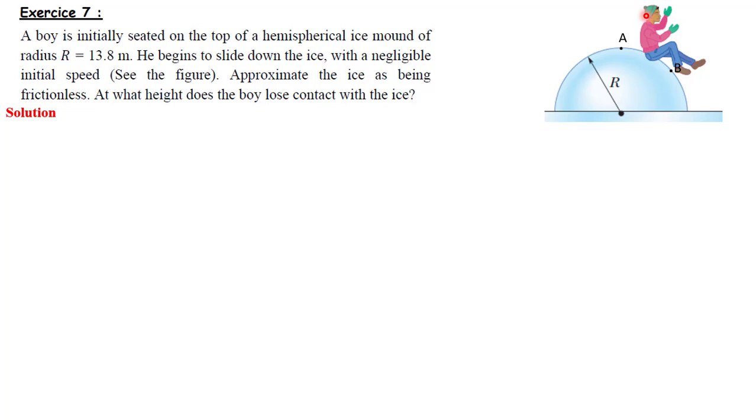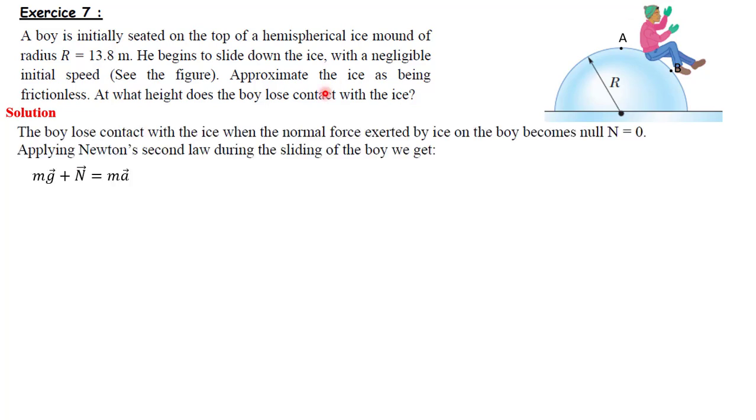So let's find the normal reaction. And to find this normal reaction, we have to apply the fundamental relation of dynamics on the boy. So we have two forces acting on the boy. We have the weight of the boy, mg, vertical downward, and we have the normal reaction of the ice. It's perpendicular to the hemispherical ice. So we can write mg plus N equal ma. Now to find the normal reaction, we have to project this equation on the normal unit vector.